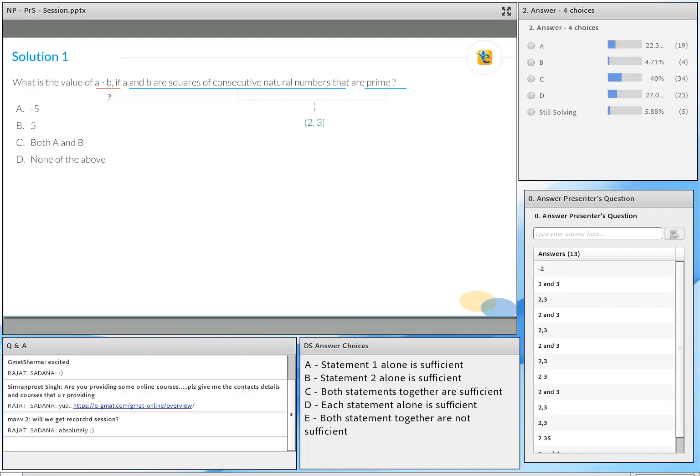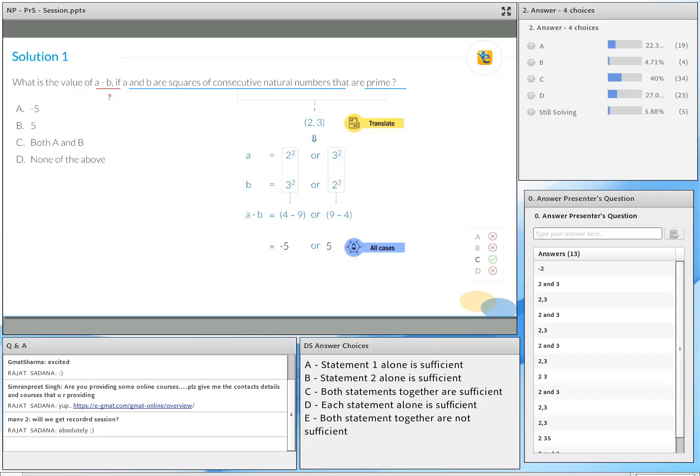So what you know is that A and B are squares of consecutive natural numbers that are prime. Now we don't know whether A is bigger or B is bigger, right? So A could be 2 square or A could be 3 square, which means that B could be 3 square or B could be 2 square, which means that the difference between A and B could be either minus 5 or 5, which means that the correct answer here is choice C.